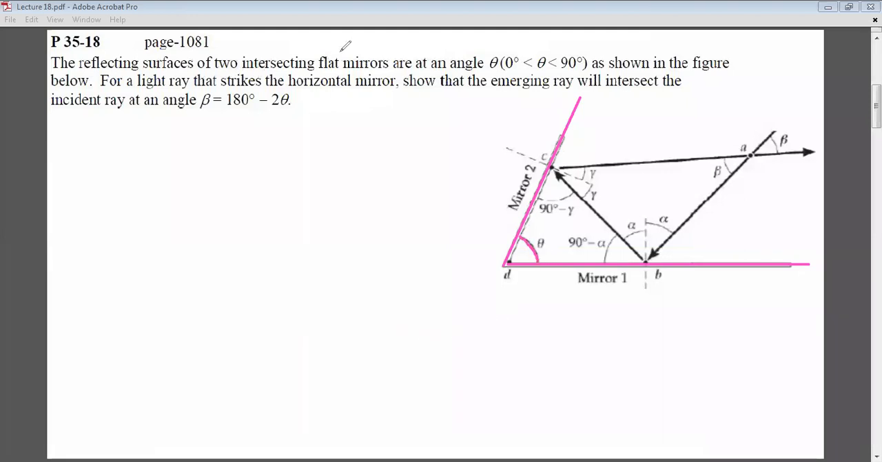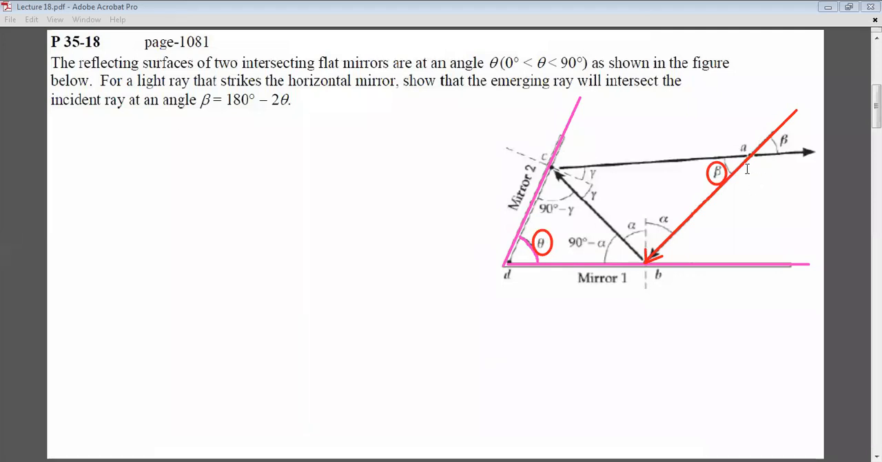For a light ray that strikes the horizontal mirror, show that the emerging ray will intersect the incident ray at an angle beta equal 180 minus 2 theta. So this is the incident beam over here. And we need to show that this angle here, beta, is equal to 180 minus 2, this angle here, theta.